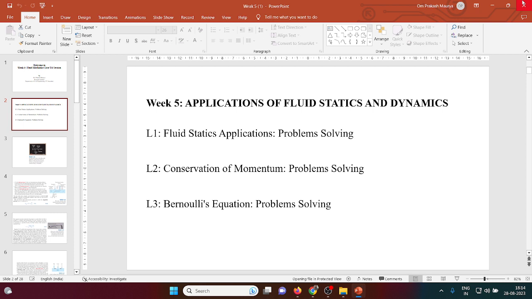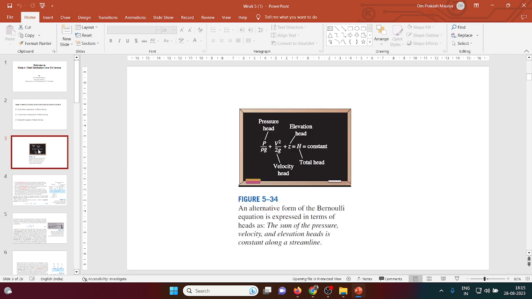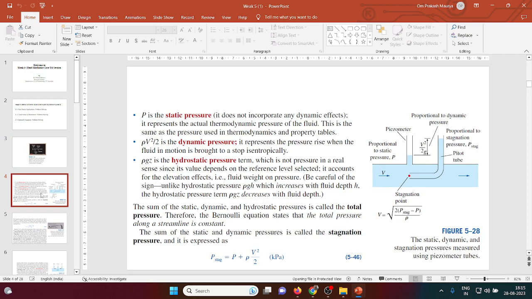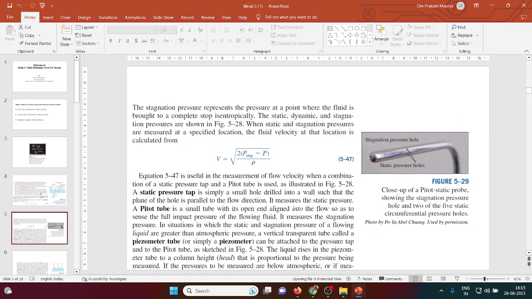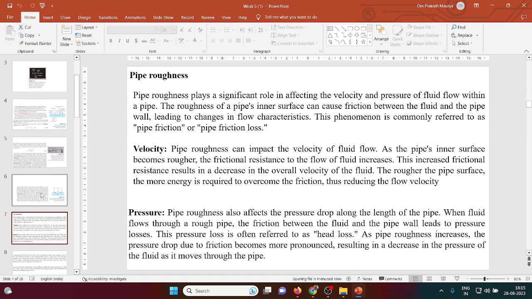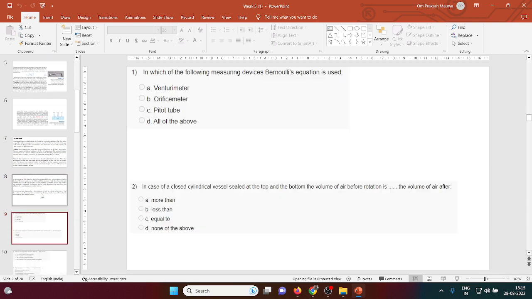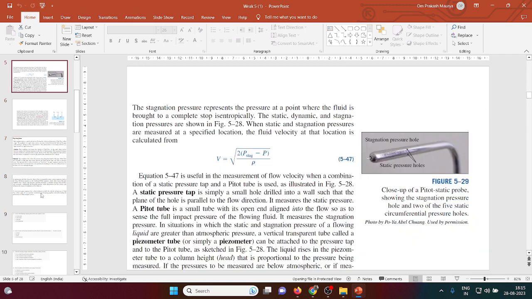From the previous class, last Monday, some student was asking about the pitot tube concept and also the Bernoulli equation concept. So let us discuss first some basic concepts regarding the pitot tube and Bernoulli's equation, and also some student was asking about the pipe roughness, how it affects the velocity and pressure. We'll discuss. Then after we go for the problem solving.